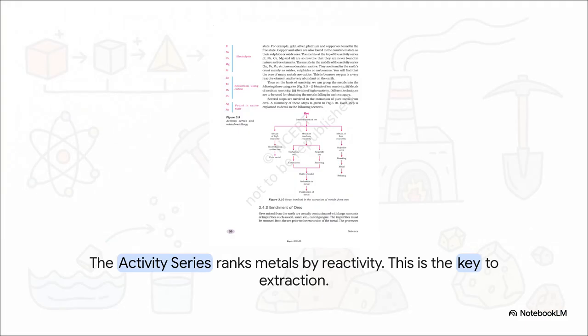Okay, this chart right here is the absolute key. It's called the activity series, and it's basically a ranking of metals from the most reactive up at the top down to the least reactive at the bottom. Where a metal sits on this list tells us everything. The higher up it is, the more stable its compounds are, which means the harder it's going to be for us to get that pure metal back out.